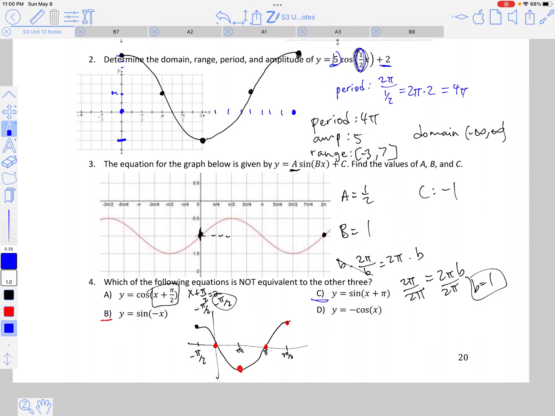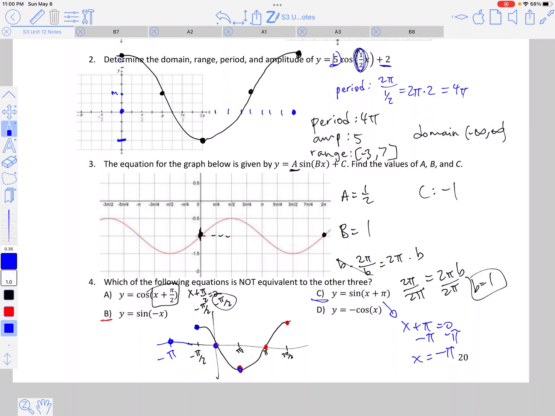Now let's do C. So if we take x plus pi, set it equal to 0. If we minus pi, we'll get x equals negative pi. So it's going to take our sine wave and move it back to negative pi. So sine starts at 0, then goes to 1, then 0, then negative 1. So we can see that that's going to be the same graph as well.